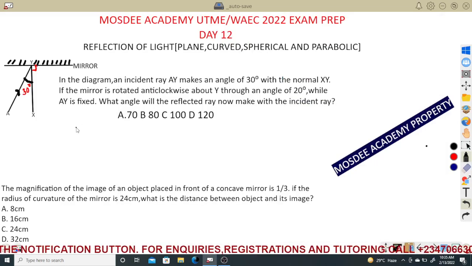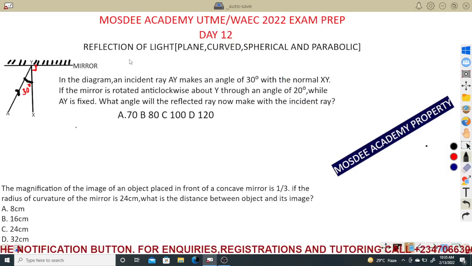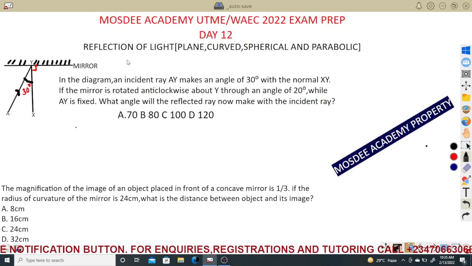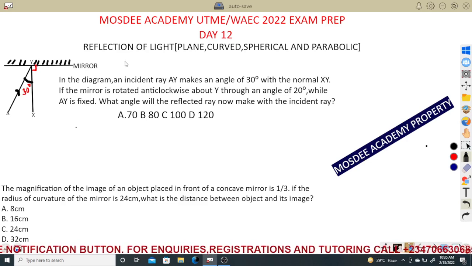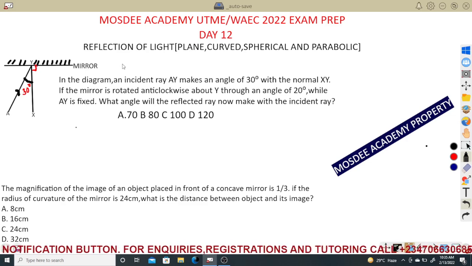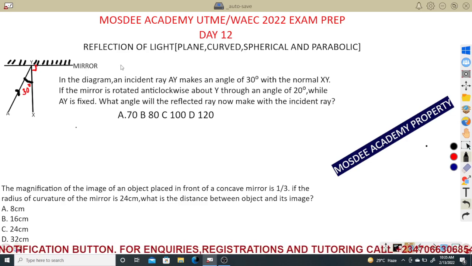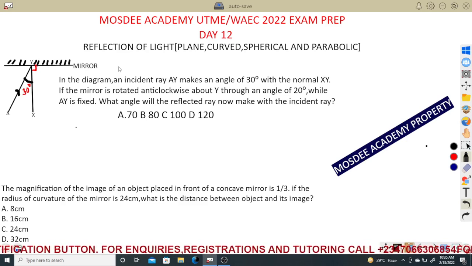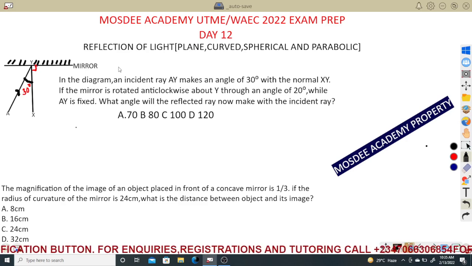Hi guys, welcome to the chapter on reflection of light. This chapter covers maximum in-depth knowledge in minimum possible time. We have a couple of questions before us which we are going to solve, and also give you some other points that you need to understand the topic of reflection of light in plane, curved, spherical, and parabolic mirrors. So we are going to start with the first question.